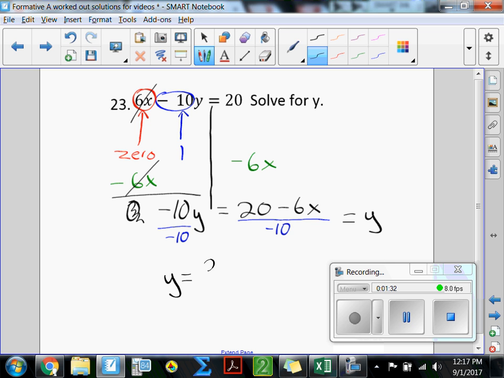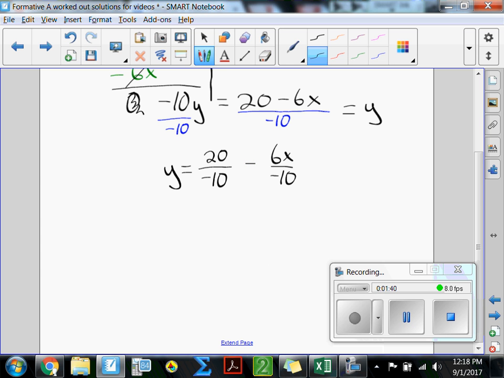And so some students like to write it like 20 over negative 10 minus 6x over negative 10, and then simplify it, which is what we're going to be doing a lot of in the next unit. So y equals 20 divided by negative 10 is negative 2, minus 6 divided by 10 is the fraction 3/5. You could use a decimal, but in the next unit we're going to want that to be a slope, and it's minus a negative, or negative 2 plus 3/5 x.